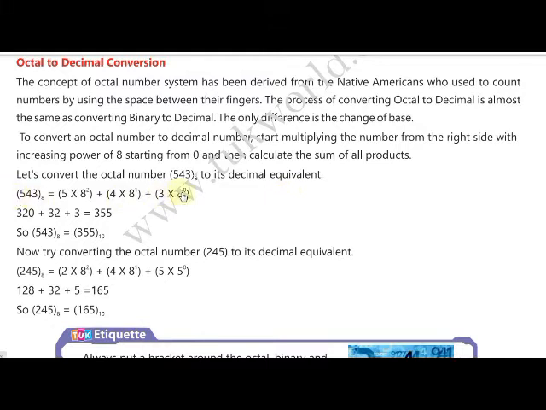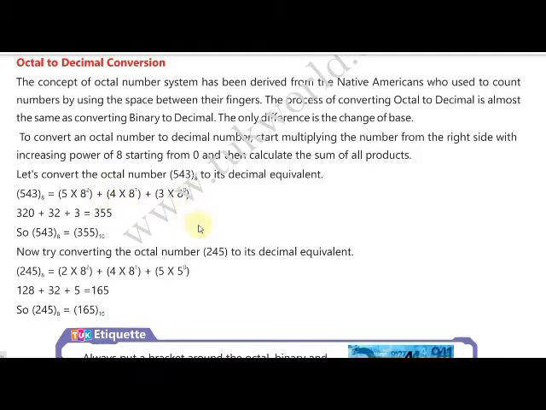It will first begin with 3 into 8 raised to 0, plus 4 into 8 raised to 1, then 5 into 8 raised to 2. And at the end we have to calculate the addition. First we have to solve the brackets, and then calculate the addition, otherwise you will get an error in calculation. That means you will get a particular number, but it will be wrong. So first we solve the brackets, and then the next step.